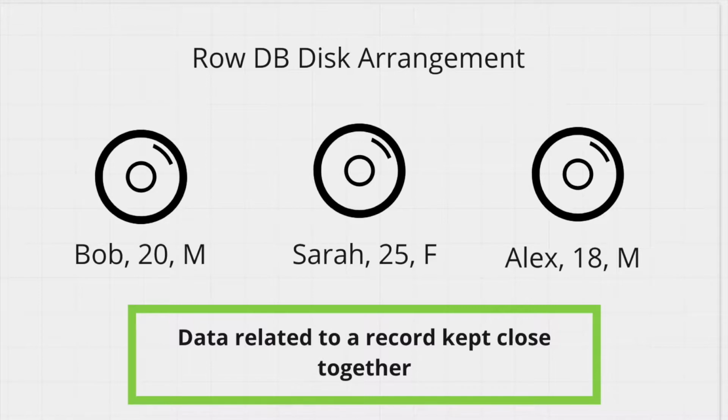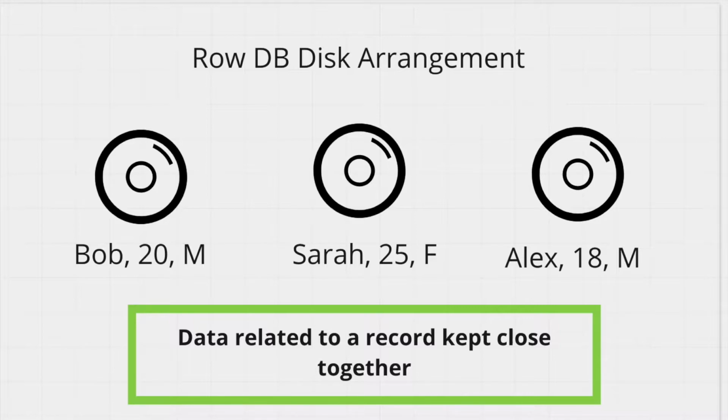As you can see, let's say you have three disks, and each of your rows is going to be in one disk. In the first disk, you have all the information related to the Bob row. In the next disk, you have all the information related to the row of Sarah. And in the third disk, you have all the data related to Alex. So if you want all the fields of one particular row, you just need to go to one disk to get your data.